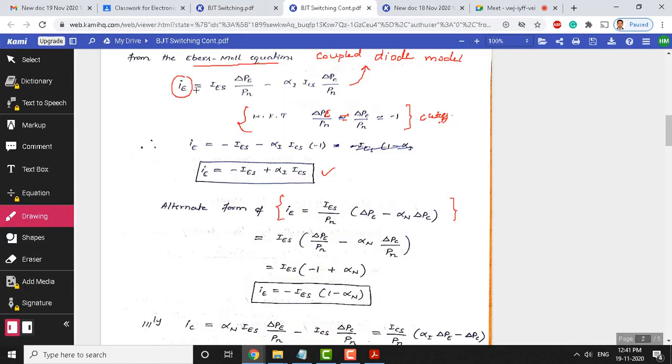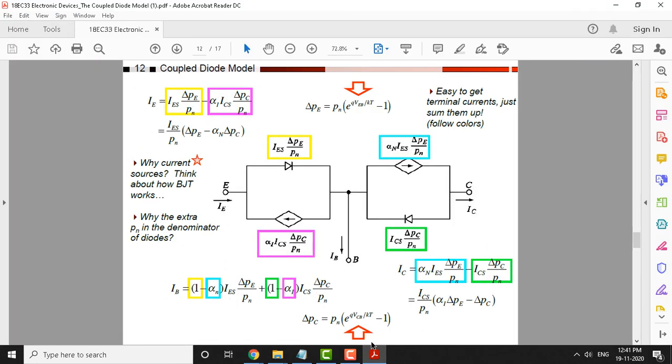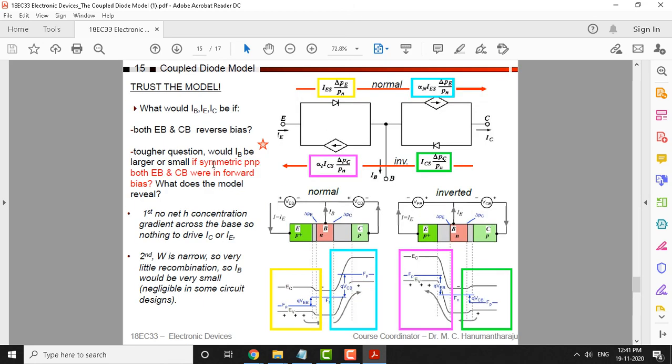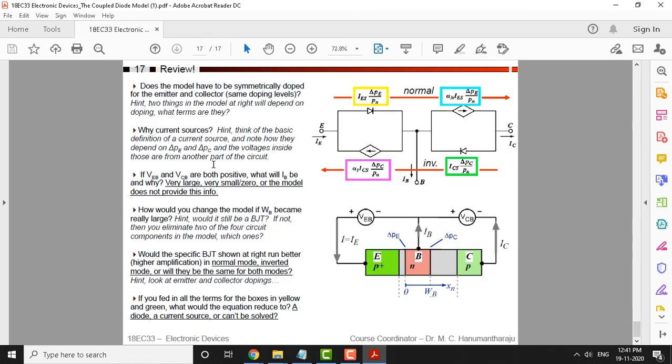IE is equal to IES times delta P_E by Pn, you can see here, minus alpha I times ICS into delta P_C by Pn. Substitute here delta P by Pn as minus 1, and you can simplify the equation. Alternate equations for emitter current can be written in a different way. I will show you even that.